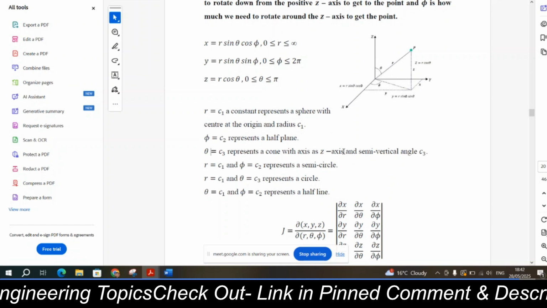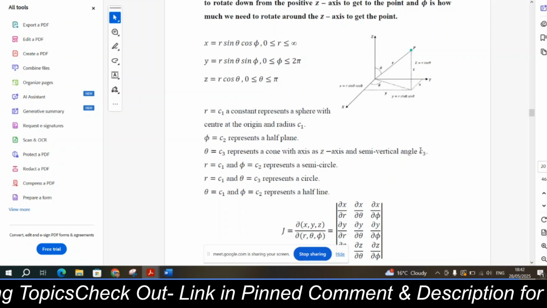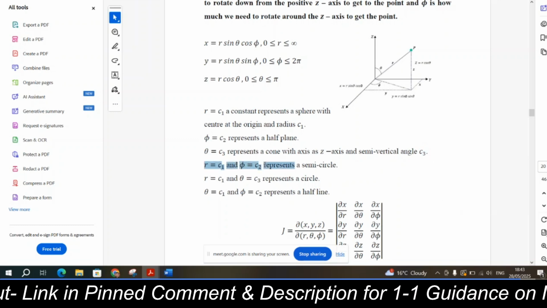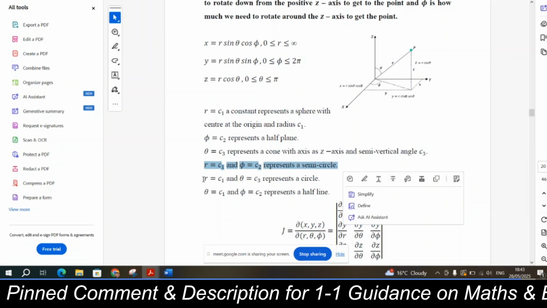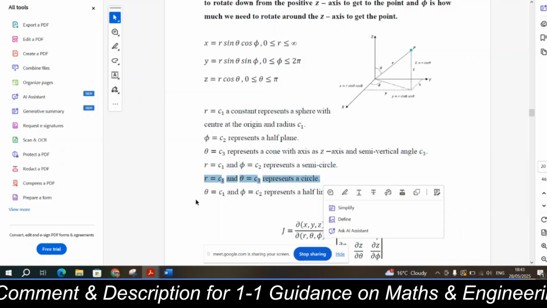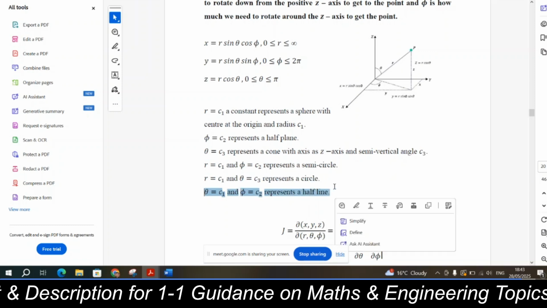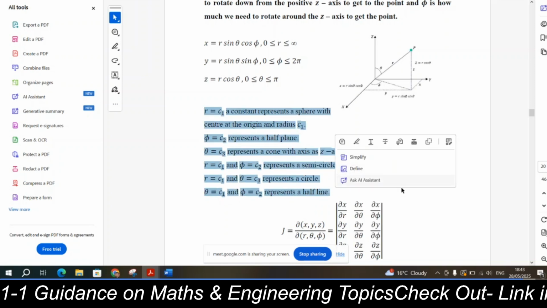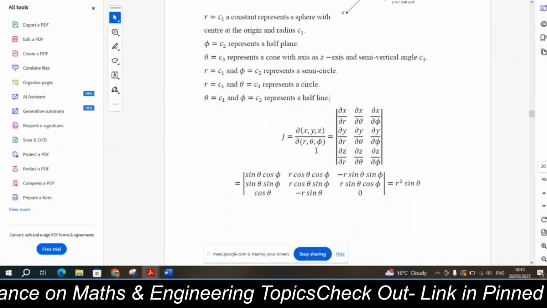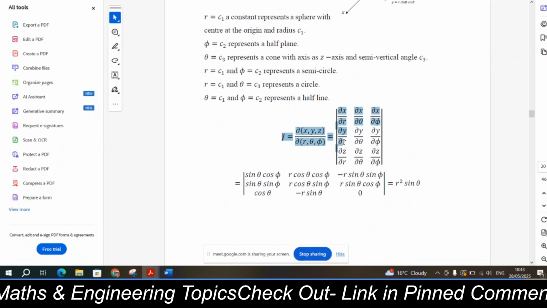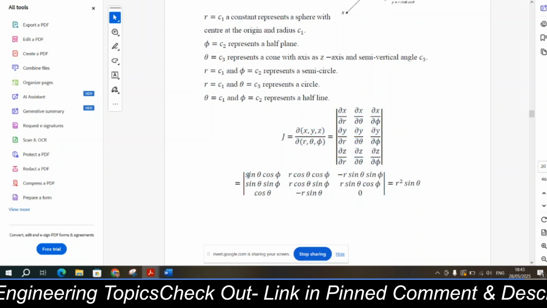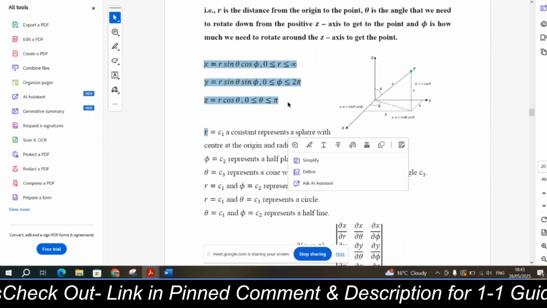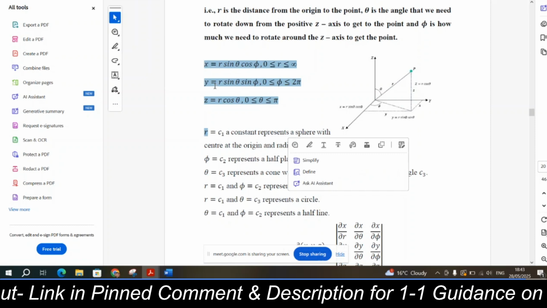If your r is a constant, it represents a sphere with center at the origin and radius c1. If phi is a constant, phi being an angle, it represents a half plane. If theta is equal to a constant, it represents a cone with semi-vertical angle c3. If r is a constant and phi is c2, it represents a semicircle. Represents a half line. Now again, this is slightly difficult for me to explain right now.